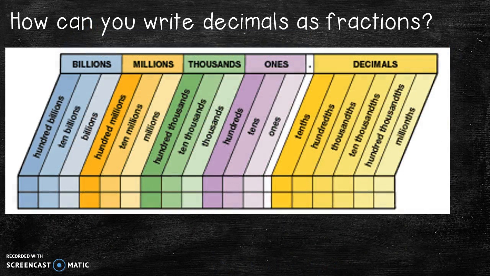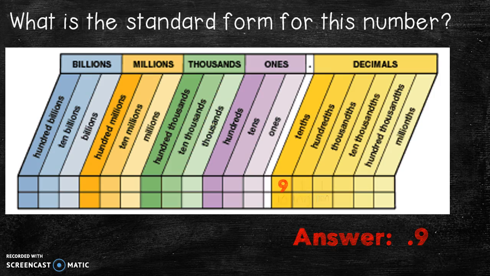So how can you write decimals as fractions? Well, it's pretty easy because in the tenths, written as a fraction would be 1/10. Hundredths would be 1/100ths. Thousandths would be 1/1000ths, and so on and so on and so on.